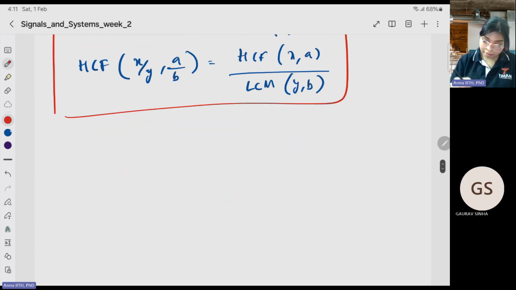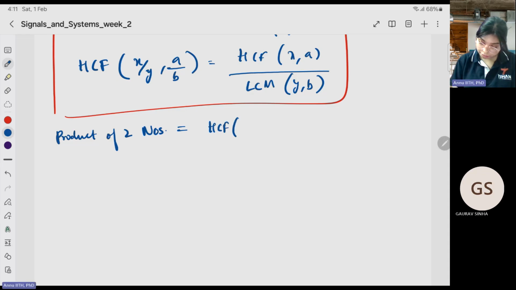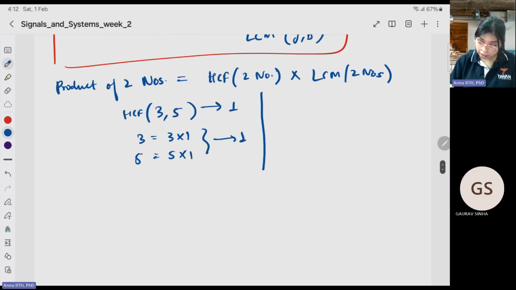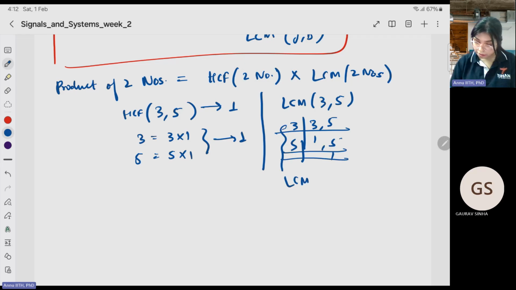Okay, now some simple things on LCM and HCF. The product of two numbers is nothing but the HCF of the two numbers times the LCM of the two numbers. Now, HCF is the highest common factor. Suppose these are 3 and 5. So the HCF of 3, 5. What is common in this? The common is only 1. 3 is equal to 3 into 1, 5 is equal to 5 into 1. The common is 1. Similarly, if we do the LCM of 3, 5, you need to find it like this: 3, 5. So the LCM of 3, 5 is nothing but 15.